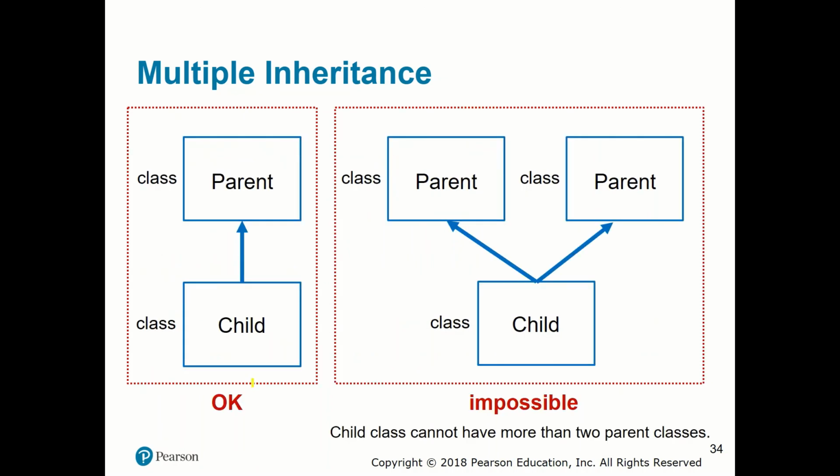Here, this is a single inheritance. A child has only one parent. So this is okay in Java. And this is impossible. A child class cannot have more than one parent class.